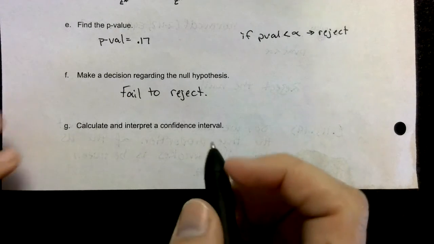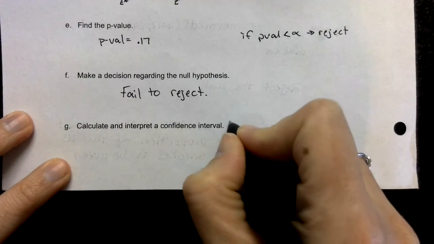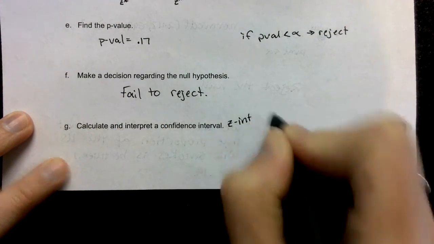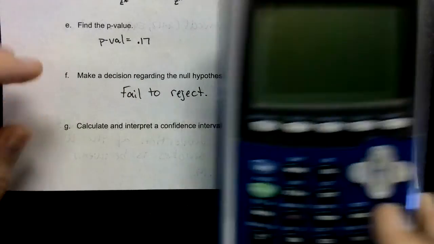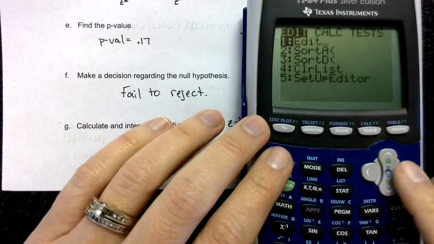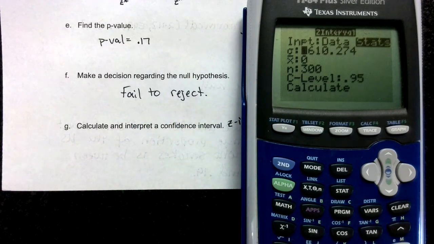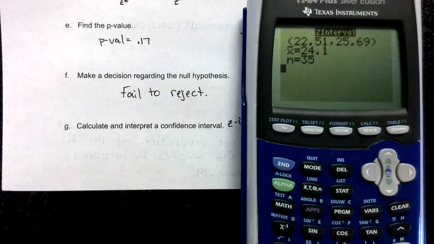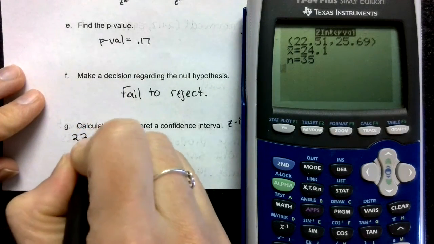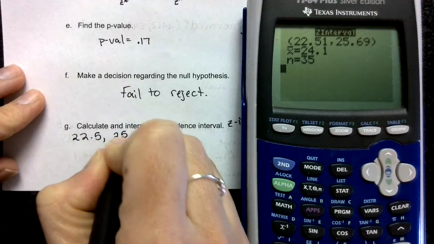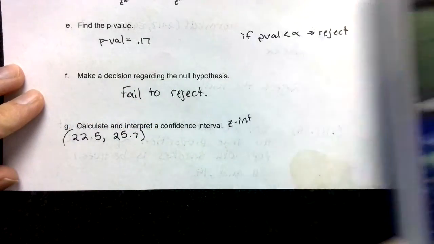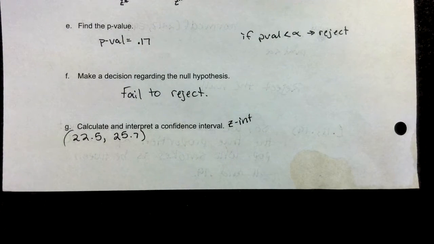So now we're going to calculate our confidence interval. Since we ran a z-test, we are going to run a z-interval to go along with that. So stat test, z-interval. Sigma was 4.8, X bar was 24.1. We had 35 students. So I'm going to say 22.5 to 25.7.